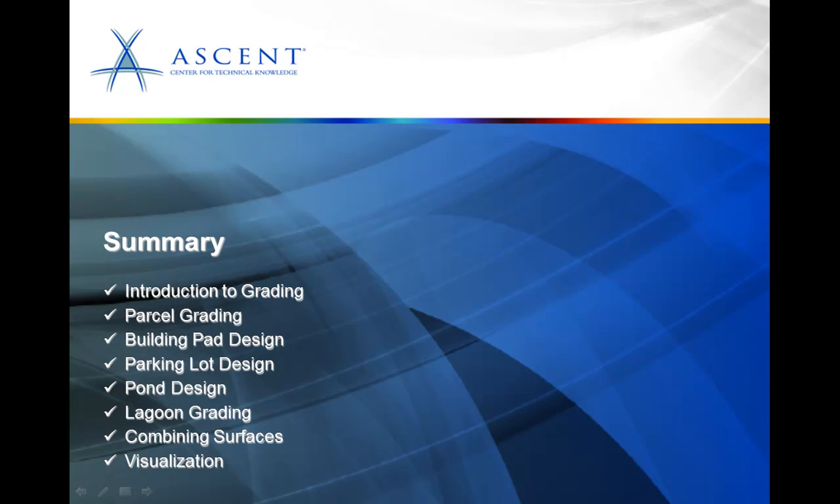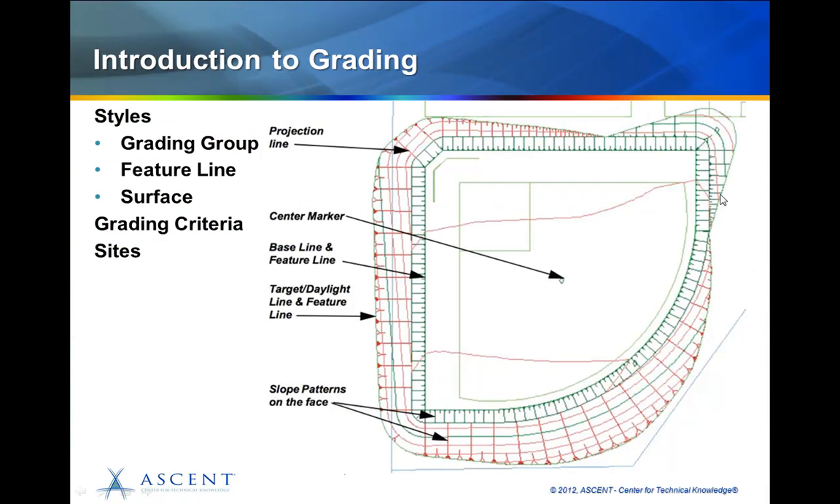Then the absolute most complex exercise in the book is the lagoon grading, and because of its complexity I've chosen to use alignments and profiles to create a corridor and do the grading with the corridor. Then we combine all the surfaces together using data shortcuts, and we take a look at it when we visualize everything together by assigning materials to the Civil 3D objects, assigning materials to layers, and doing some rendering. So let's take a closer look at each one of them.